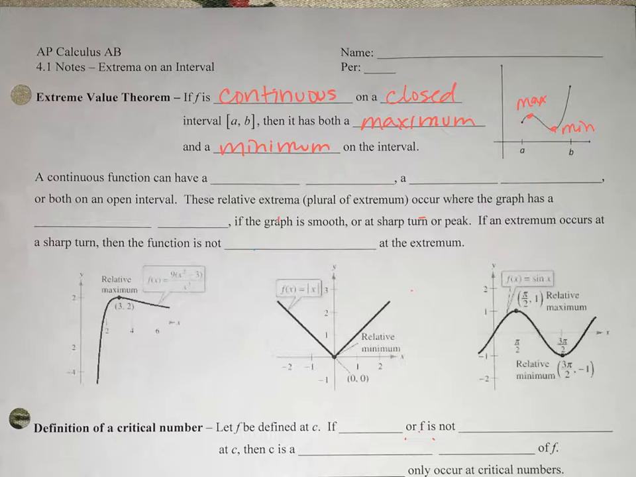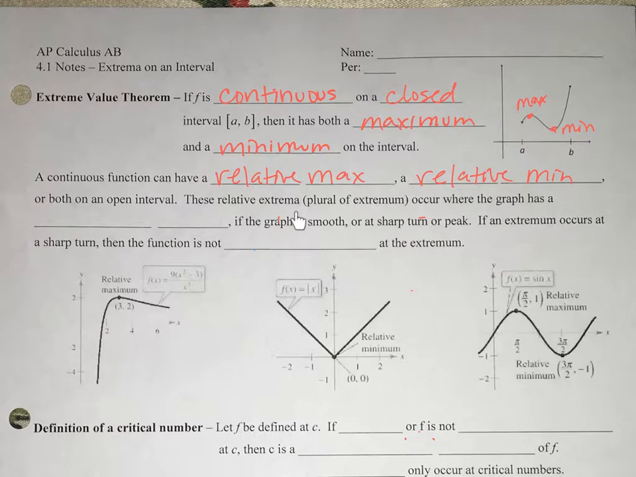So now let's talk about a function when we're not constrained to a closed interval like we were here. Here we had a closed interval. There were definite endpoints at a and b. So suppose we're looking at a function on an open interval, then that function can have what we call a relative maximum, which I'm going to abbreviate max, and a relative minimum, which I'm going to abbreviate min, or both on an open interval.